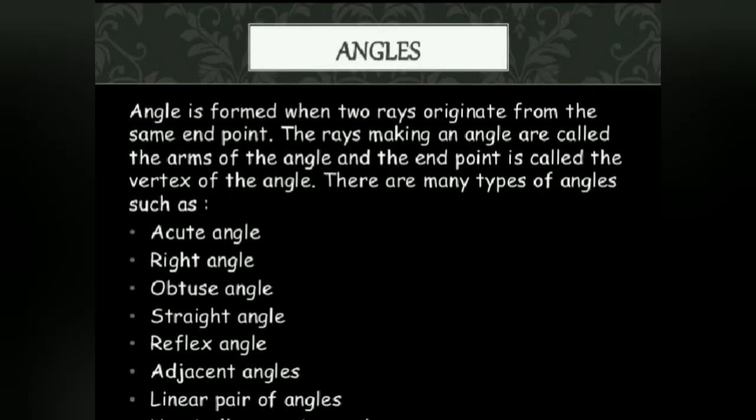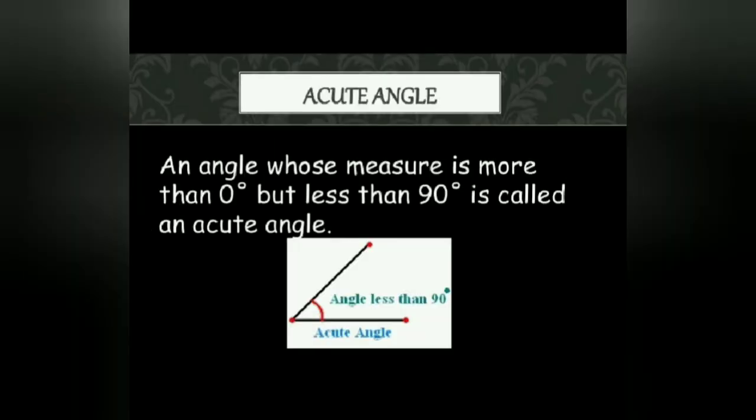Angles. An angle is formed when two rays originate from the same endpoint. The rays making an angle are called the arms of the angle and the endpoint is called the vertex of the angle. There are many types of angles such as acute angle, right angle, obtuse angle, straight angle, reflex angle, adjacent angle and linear pair of angles.